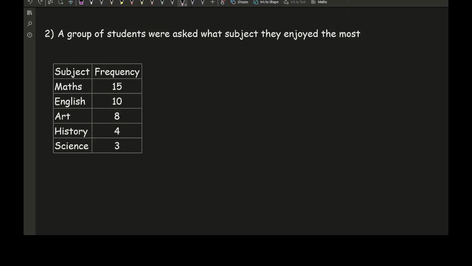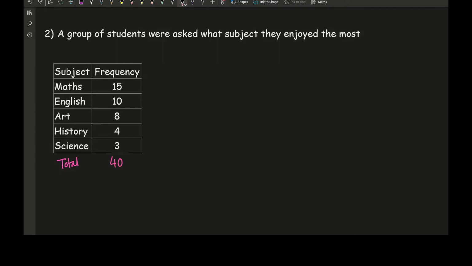So with question 2, the question says that a group of students were asked what subject they enjoyed the most. So the first thing I need to do, I notice that I need to work out what the total frequency is going to be. So if I add up all of these numbers, I get a total of 15 plus 10 plus 8 plus 4 plus 3 gives me an answer of 40.